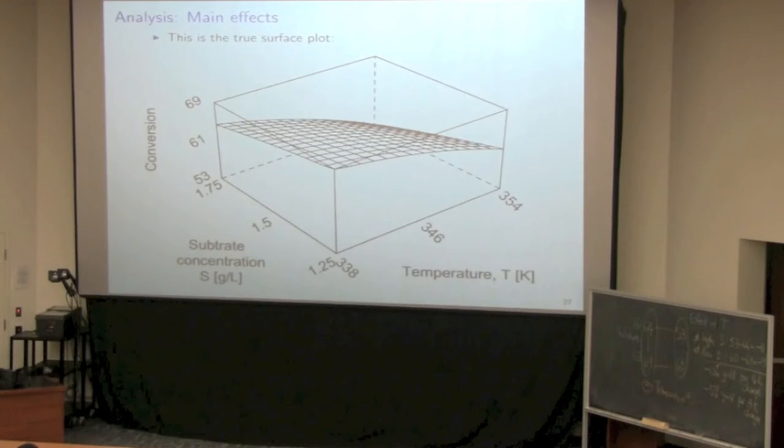Now, this slide is an interesting one. I'm revealing to you what the true system is. In practice, we don't know this surface exists. What I want to show you is how the results that we've acquired so far match up with the surface. So one thing you might like to do is in your plots on your slides, label this point that's closest to you. That is point number one in the standard order table. That was the point where we got 69% yield. It's at low temperature, 338, and at low S, 1.25. So this top peak over here is the first experiment from the standard order table.